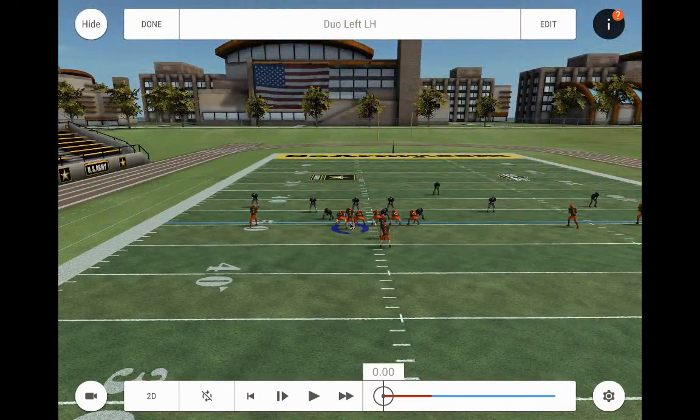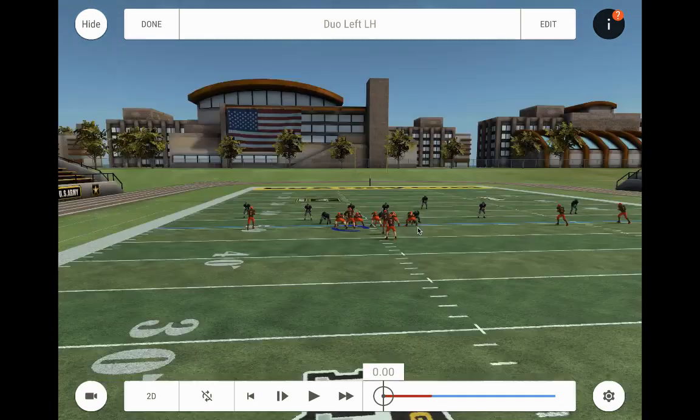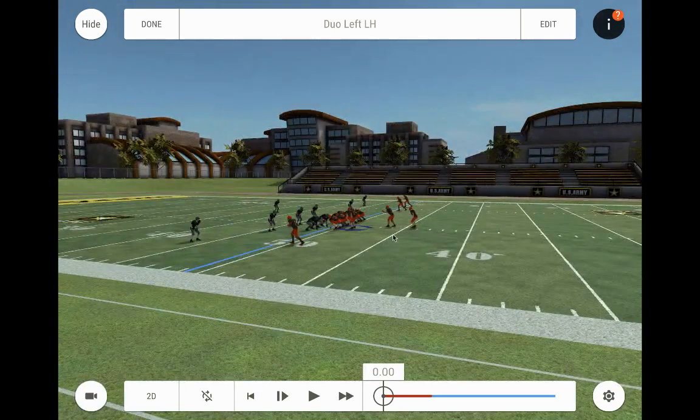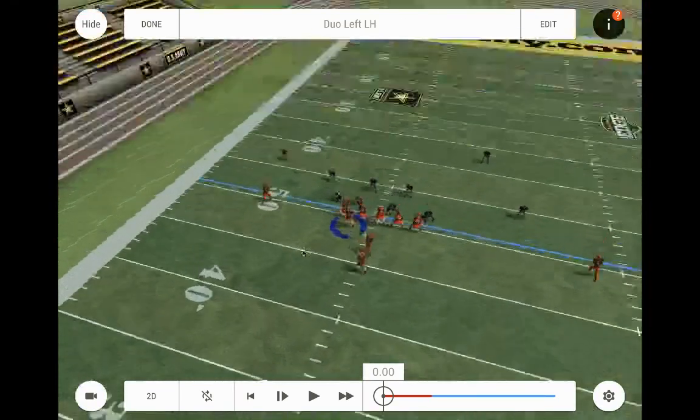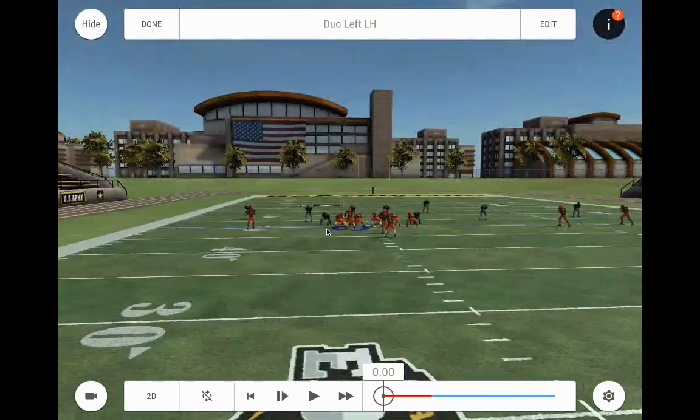I could move the 3 back over to the right here. Everybody else stays the same. If he's on the left, we're just going to call it Liz. If he's on the right, we're going to call it Rip. Quarterback, your heels are at 4.5.